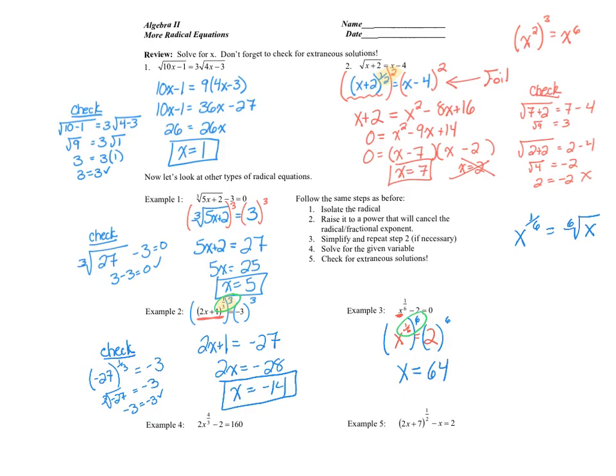Again, just make sure you check your answer. So we have 64 to the 1/6 power minus 2 has to equal 0. This is the 6th root of 64 minus 2 is equal to 0, and the 6th root of 64 is 2. So 2 minus 2 is equal to 0. That is true. So 64 works.